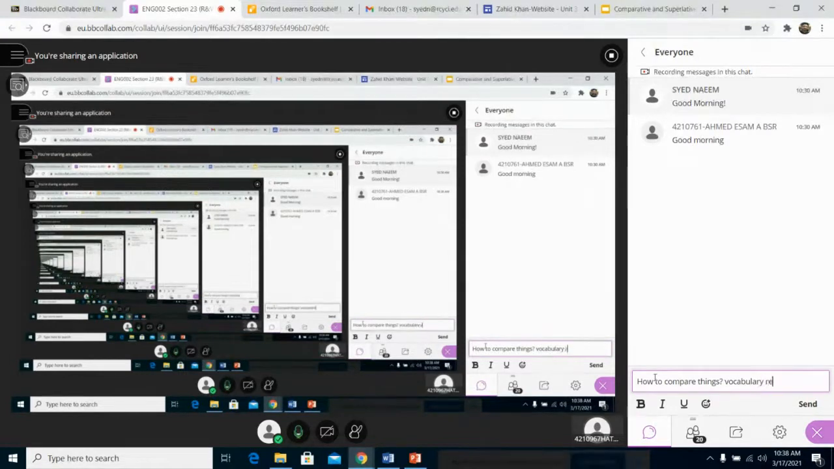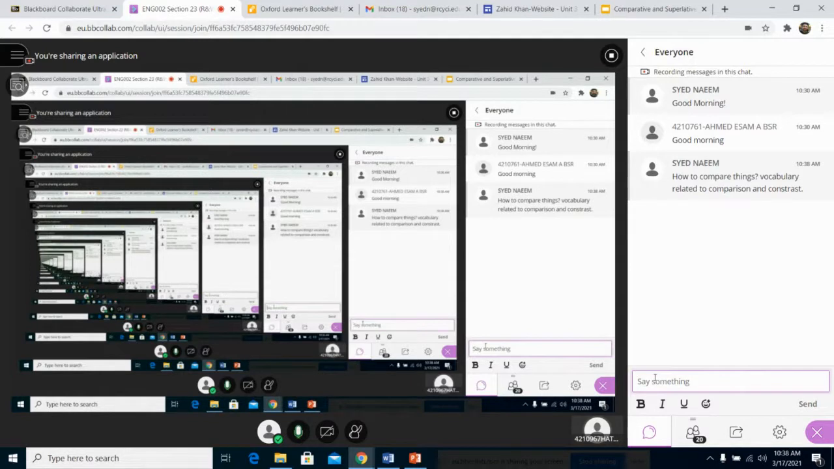Not only do you need to know how to compare things, you need to understand the vocabulary related to comparison and contrast. When I say comparison and contrast, comparison means when you have a muqabla, you compare two things. Contrast means difference. Comparison could be according to measurement, according to beauty, or any other way, and contrast is a difference. So we will learn different vocabulary related to comparison and contrast, and you will also learn how to write a paragraph with comparison.